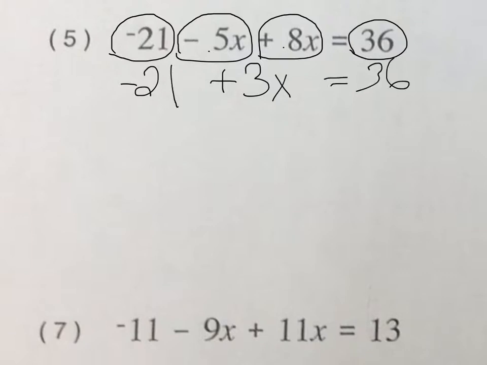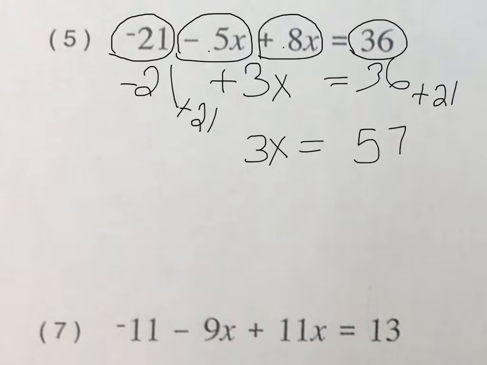I want to get rid of this negative 21. And the way I get rid of it, I do the opposite. So instead of negative 21, I'm going to add 21. And I have to do the same thing to both sides. So negative 21 plus 21 is 0. And then I bring my 3x down equals 36 plus 21 is 57.